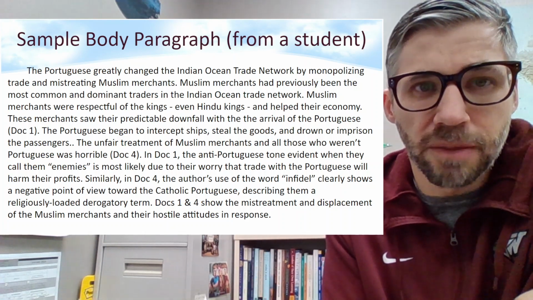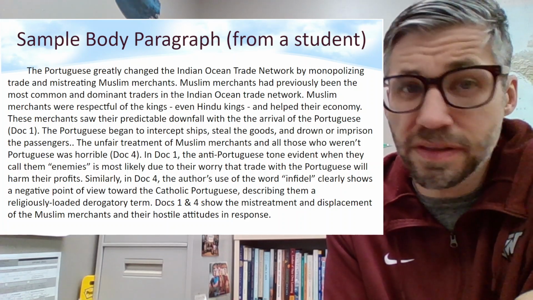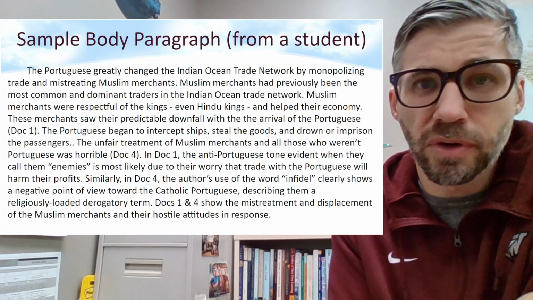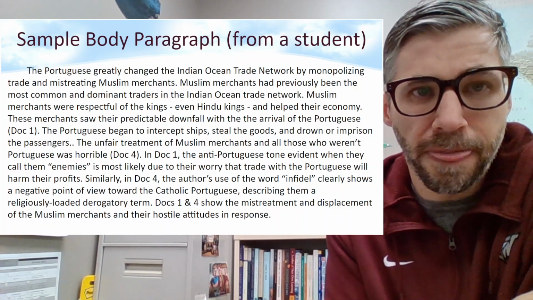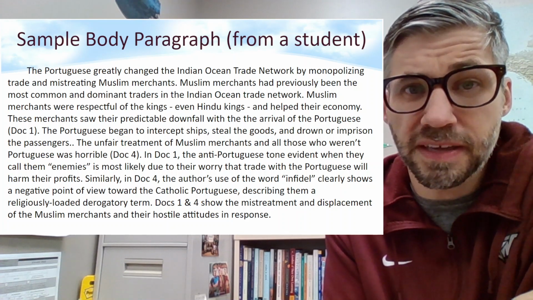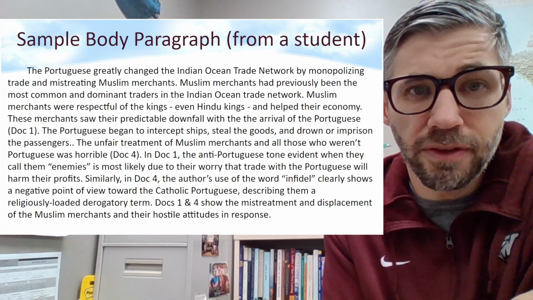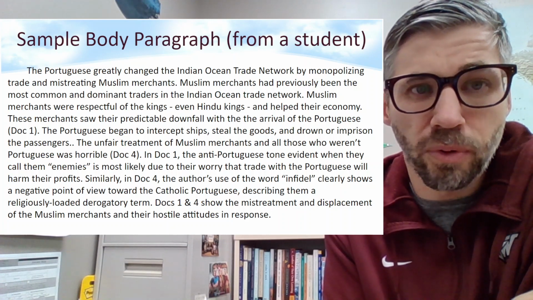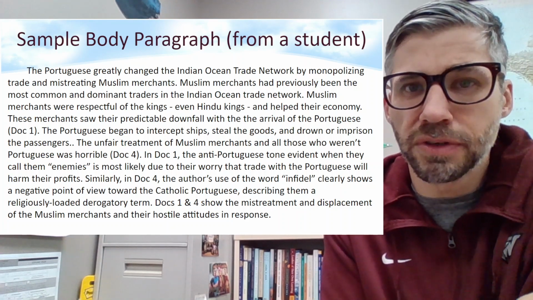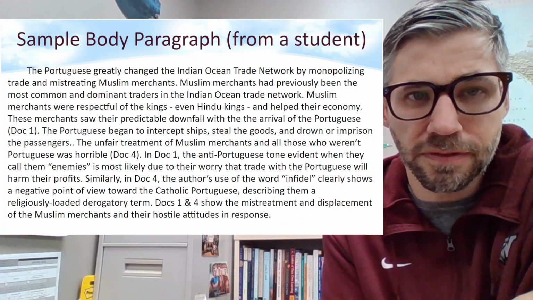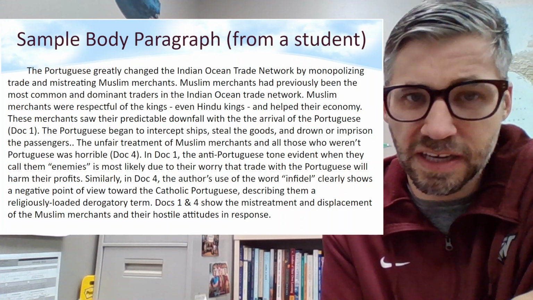They wrote, "The Portuguese greatly changed the Indian Ocean trade network by monopolizing trade and mistreating Muslim merchants. Muslim merchants had previously been the most common and dominant traders in the Indian Ocean trade network. Muslim merchants were respectful of the kings, even Hindu kings, and helped their economy. These merchants saw their predictable downfall with the arrival of the Portuguese, document 1. The Portuguese began to intercept ships, steal goods, and drown or imprison passengers. The unfair treatment of Muslim merchants and all those who weren't Portuguese was horrible, document 4.